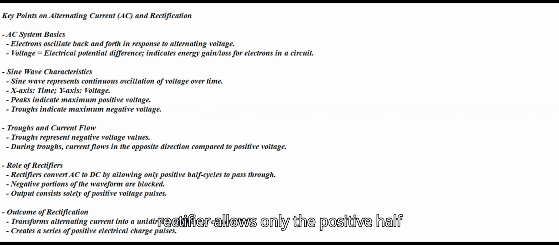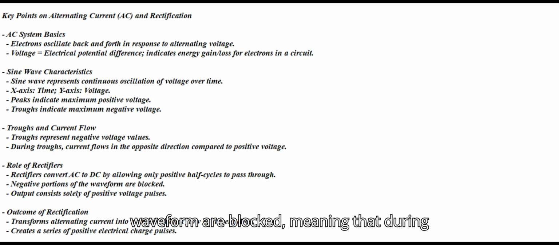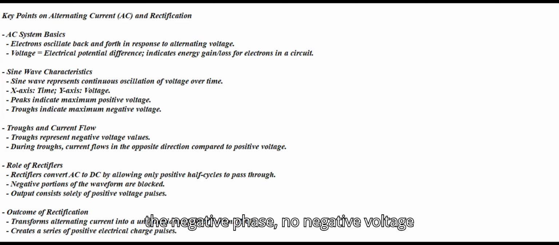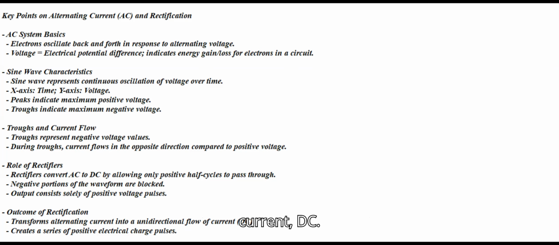During these troughs, the current flows in the opposite direction compared to when the voltage is positive. A half-wave rectifier allows only the positive half of the sine wave to pass through, effectively blocking the negative portions. This is the main function of rectifiers. They convert AC to DC by blocking the negative charge. As a result, the rectifier allows only one direction of current to flow, maintaining a positive output. In a half-wave rectifier, the negative cycles of the waveform are blocked, meaning that during the negative phase, no negative voltage appears in the output. Instead, the output consists solely of positive half cycles, creating a series of positive voltage pulses. This transformation results in a unidirectional flow of current, characteristic of direct current, DC.